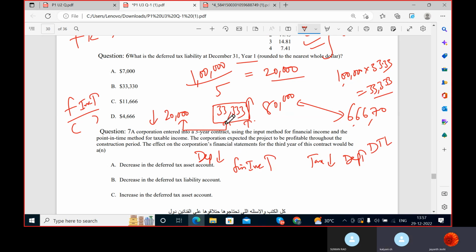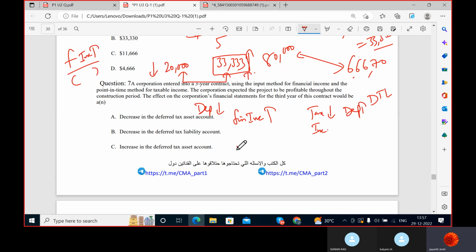See, here your expense is more, so income will be less, na? That's the reason why DTL will be created. Correct or wrong? Yes, sir. See, I'm trying to explain you something. The same kind of concept I'm giving you. See, let's say 1 lakh has to be the income for these two.